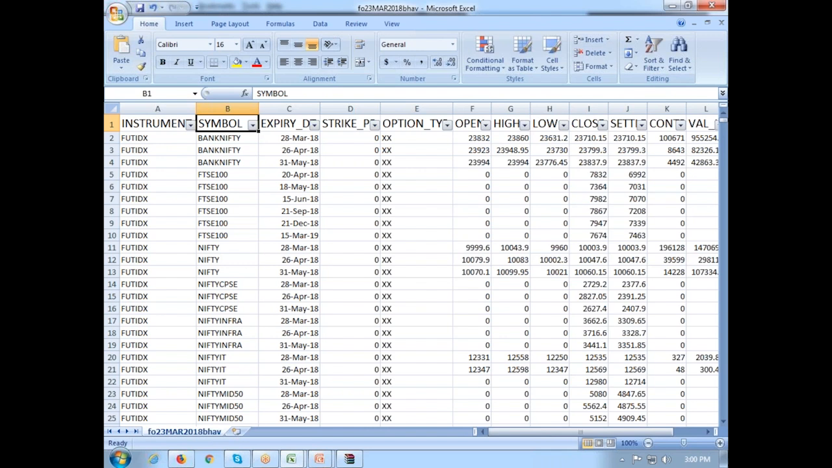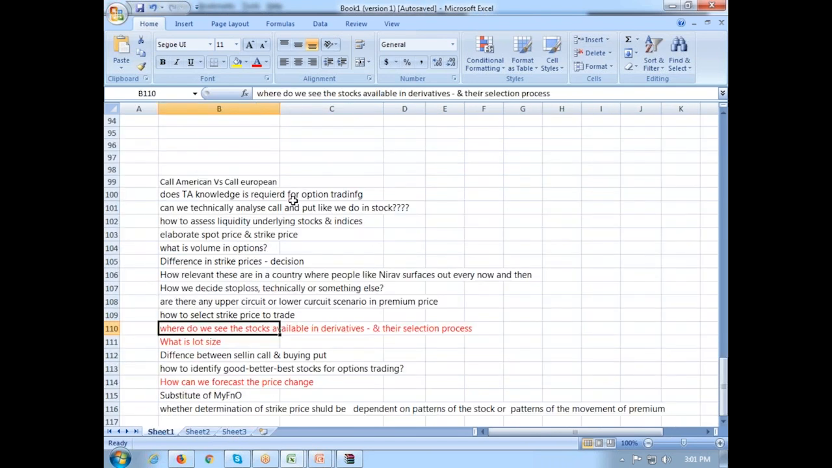Okay, and that remains our purpose. Let's say Fortis is going out of the ban from 1st of April. So that's been announced by the exchange and it's given. So that's the easier way. Okay, so that question is done.